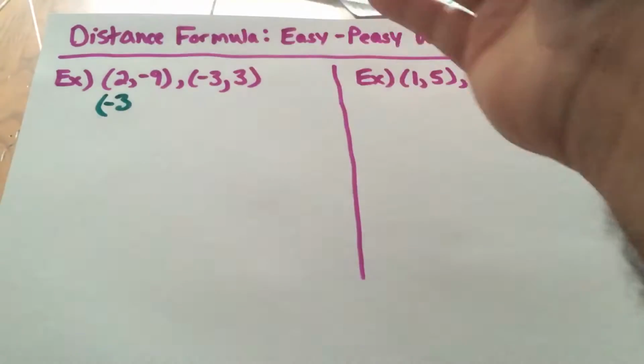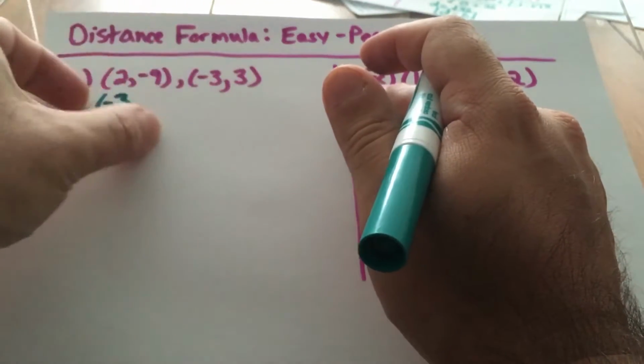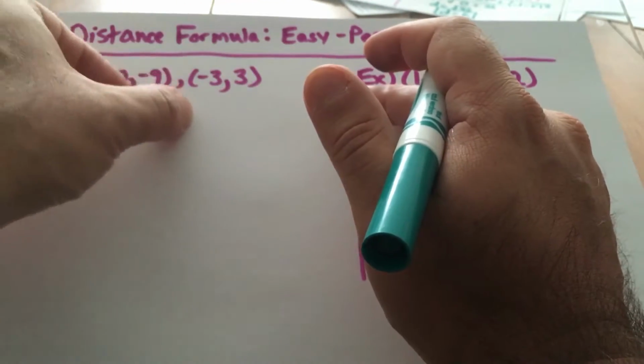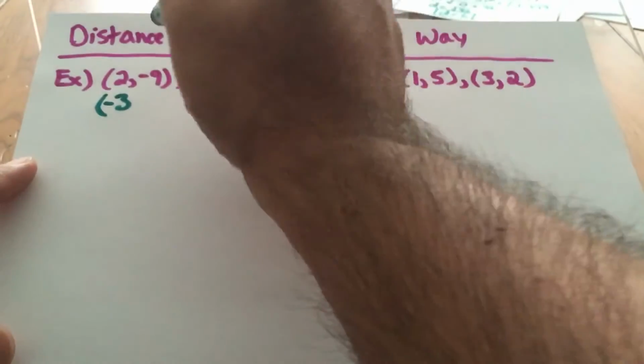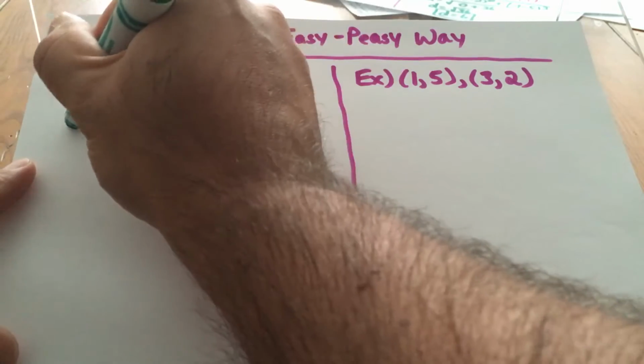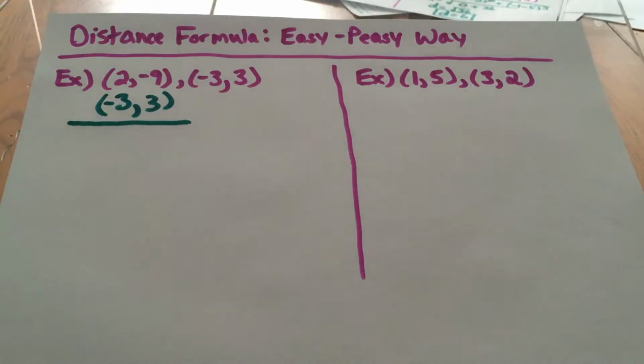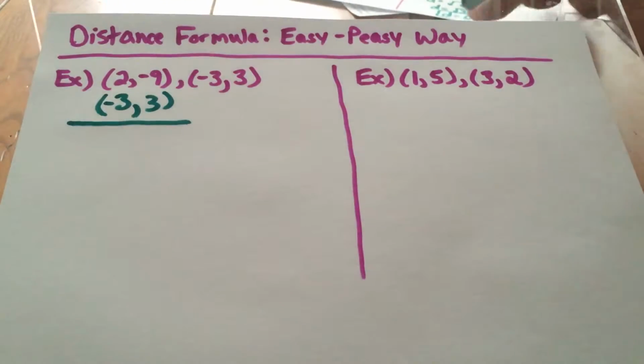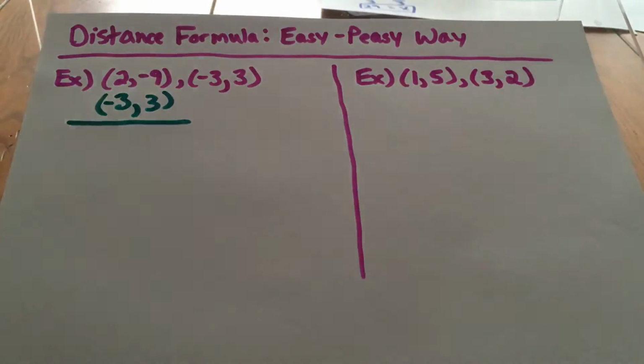It doesn't matter which one you do. I'm going to take the -3 and slide it under here. You could have just as easily taken 2 and -9 and slid it under there. So -3 and 3, I'm going to slide them under here. And then if you look at the distance formula, I'll get that paper back.